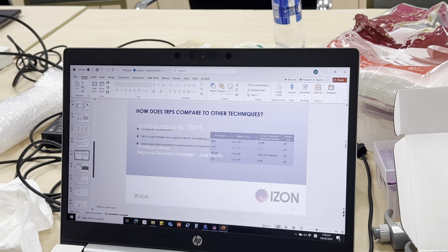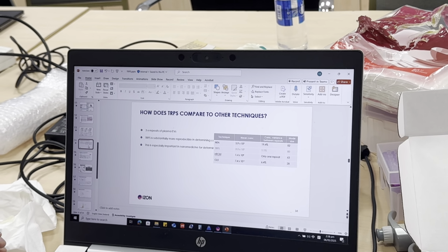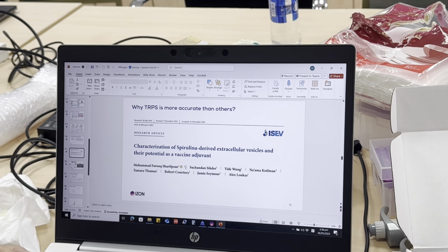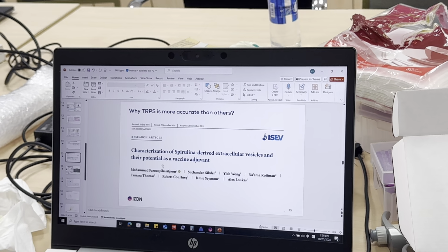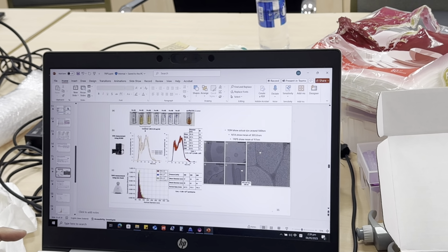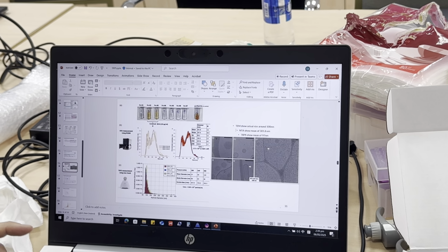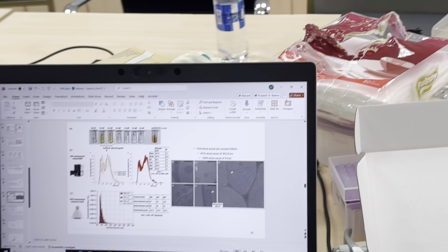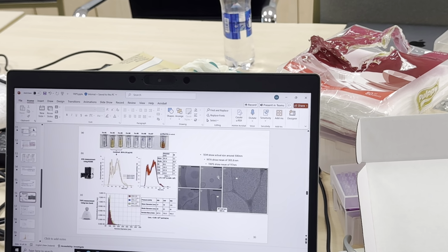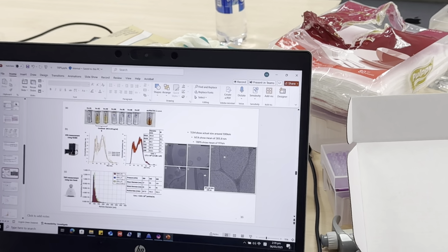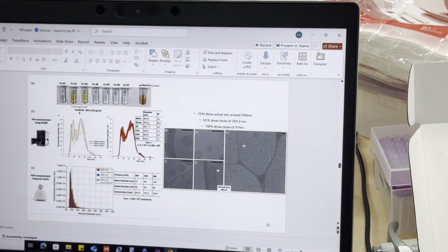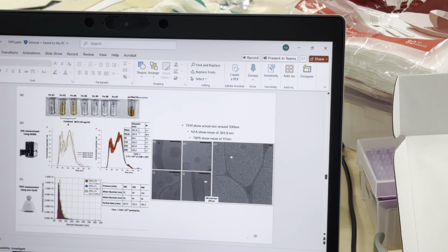Yeah, this paper. You see, this was published last year. This is a group in Australia, and it's actually an in vivo study. So you see, it's confirmed. We are not saying by ourselves that we are accurate. By the TEM data, you see the particles are around 100 nanometers. But the NTA, NS300, gives a mean value of 300. It's quite a bit off.